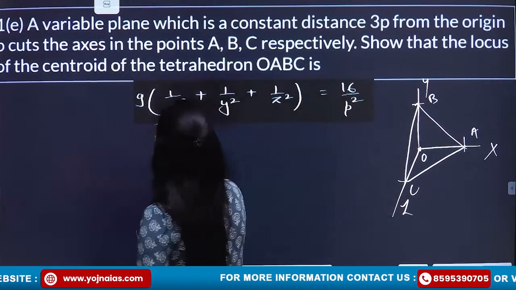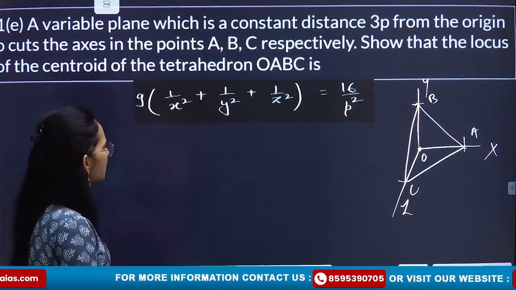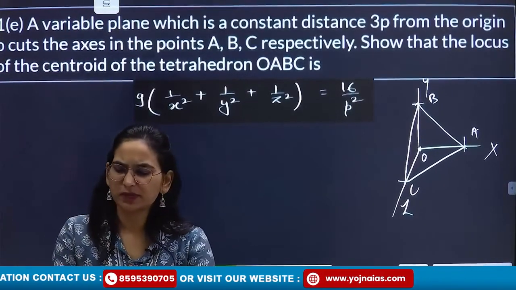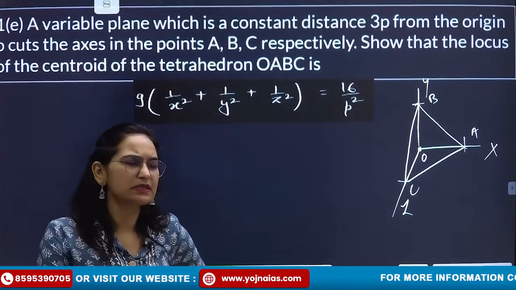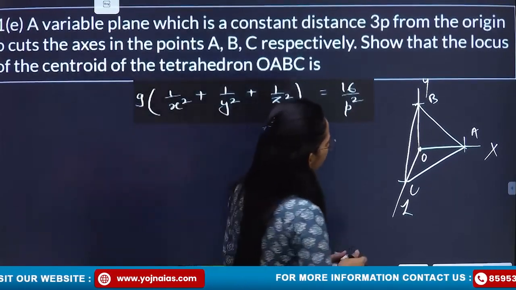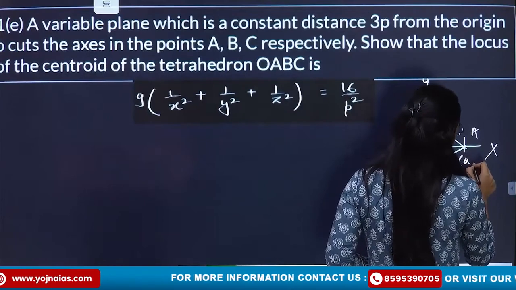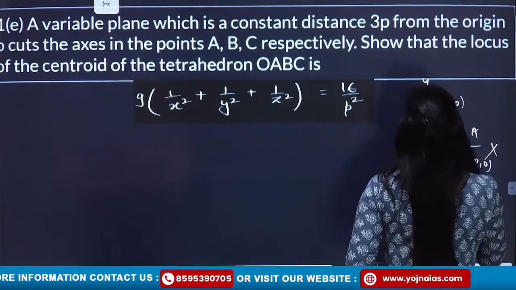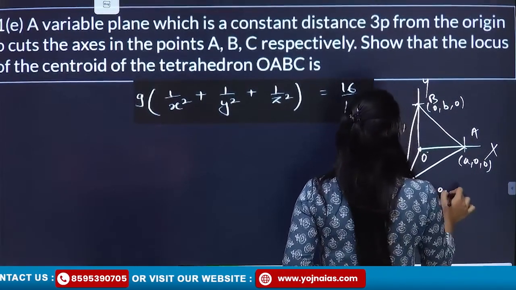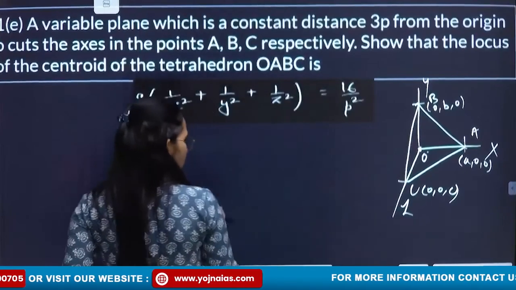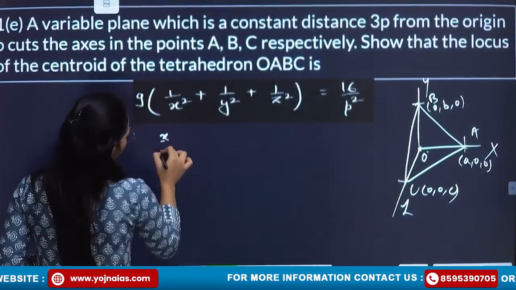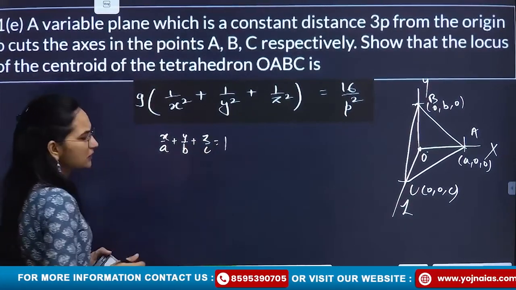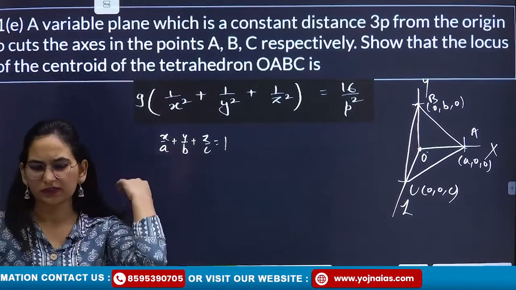So that the locus of the centroid of the tetrahedron OABC is this. How would you find it out? First tell me what is the equation of the plane which passes through the coordinate axes at A, B, C. If I say that it cuts at A, B, C, then the point coordinates can be assumed as A, 0, 0, and so on. Then the plane would be x by a plus y by b plus z by c equals 1, which is the equation of a plane.